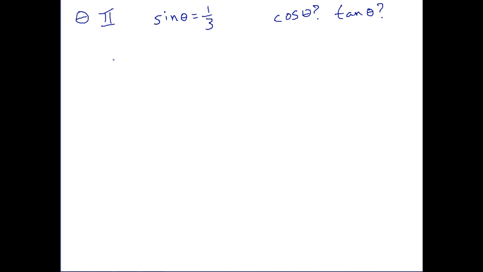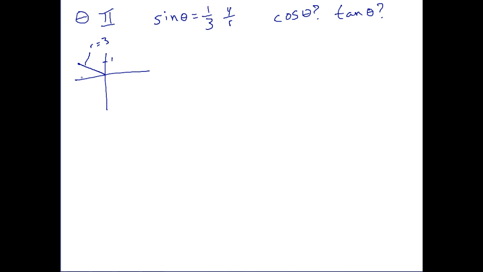So first, let's solve this graphically. Let's go ahead and graph it. So if sine of theta is 1/3, then that means that this is y over r. So our y value is 1 and our r value is 3. So this is 1 and this length here of r is equal to 3.